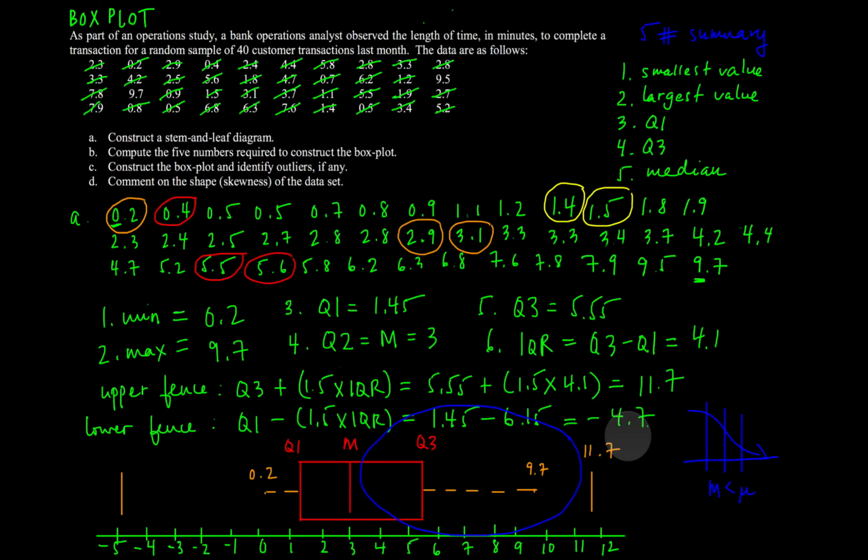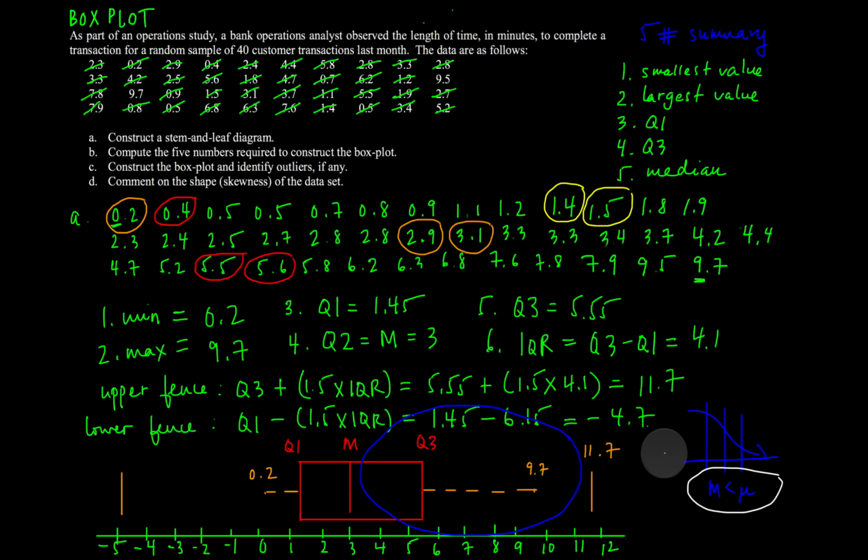Now here we can see that the higher concentration of values is right here on the higher end. So that means that if my median is at 3, the mean is going to be higher up as it's being pulled by that 7.9, that 9.5, and that 9.7. So it's going to be skewed towards the right. And because of that, we know that the mean is going to be greater than the median, which you can see right here. And so we can tell that it's going to be right skewed.